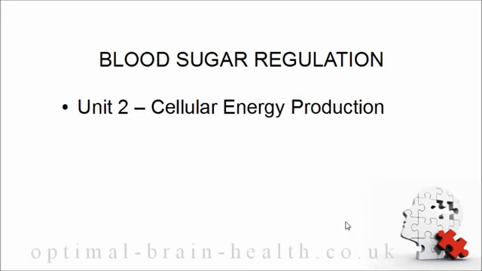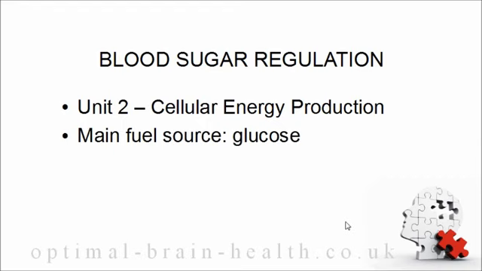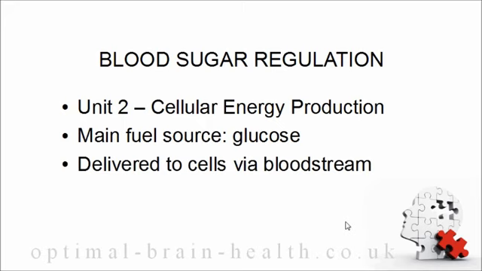In the last unit we saw how all brain function ultimately depends on cellular energy production, or the controlled burning of fuel from food in the presence of oxygen and releasing energy which is then captured as the molecule ATP. The main fuel for the brain is glucose. It's a simple sugar and it comes from carbohydrate in the diet and is delivered to cells via the bloodstream.